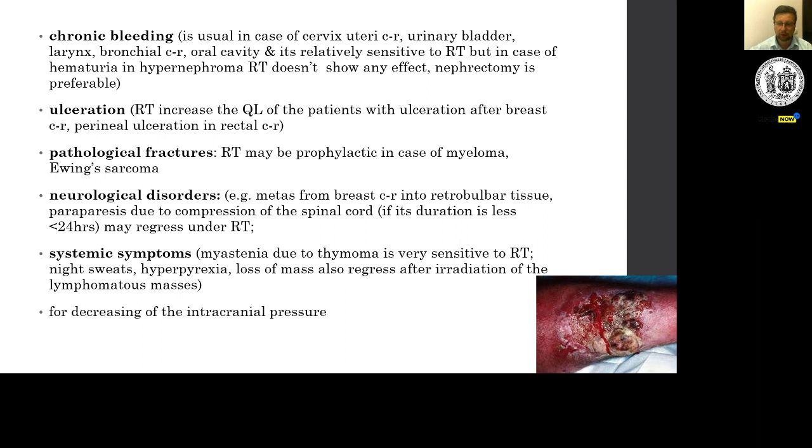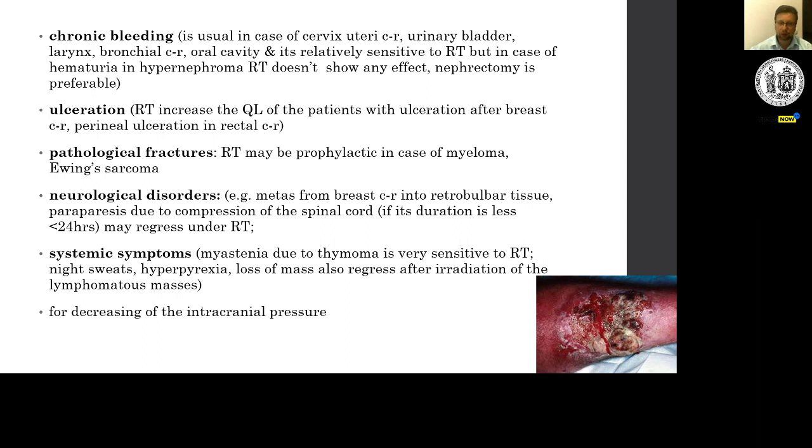Also, palliative or symptomatic therapy may reduce chronic bleeding, for instance in case of cervical, uterine cancer, urinary bladder cancer, larynx, bronchial cancer, oral cavity cancer, and other cancers. It may reduce bleeding in case of ulceration or even stop the process of ulceration. In case of pathological fracture, radiation therapy may be prophylactic in case of myeloma or Ewing sarcoma.